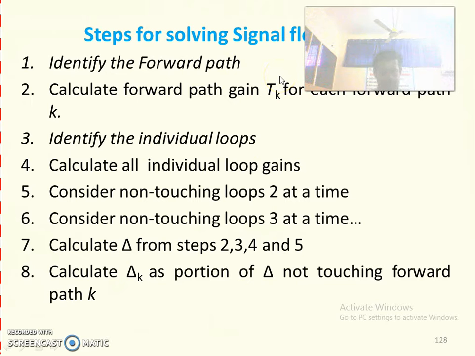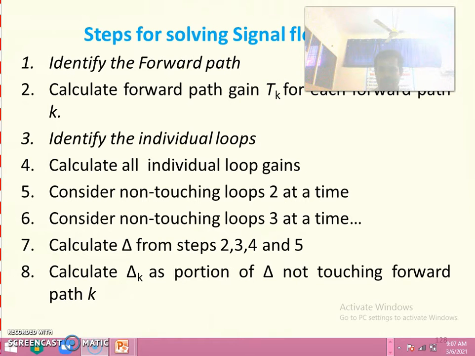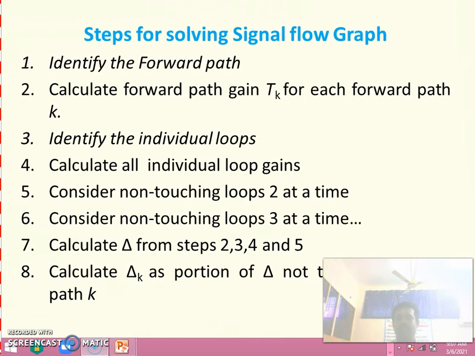Step 1 is to identify the number of forward paths. Then we have to calculate the path gain of each forward path, then identify the individual loops, then calculate all individual loop gains, then find the two non-touching loops, then find the three non-touching loops, then calculate delta, then calculate delta k.